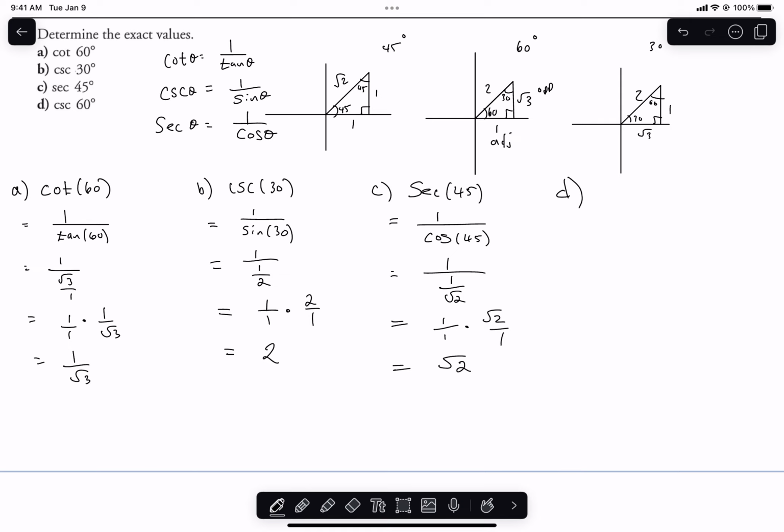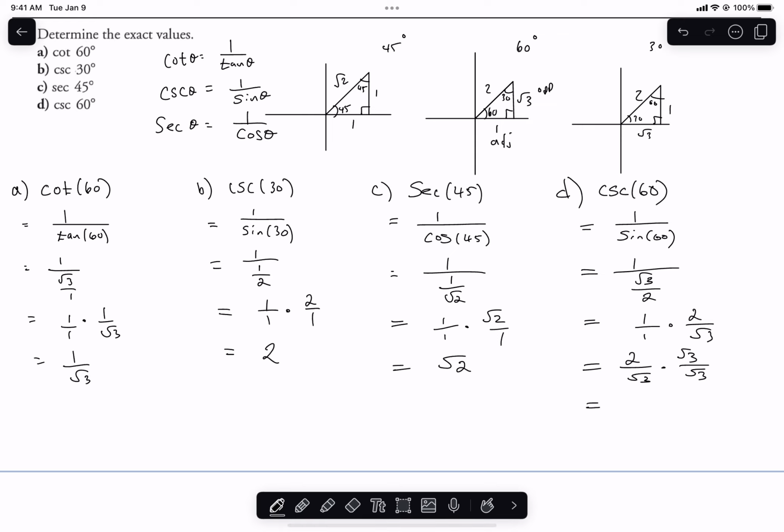Question D is the cosecant of 60. That's going to equal 1 over sine of 60, so I'm back into the 60-degree triangle. Sine of 60 is going to be root 3 over 2. So I get 1 over root 3 over 2, which is going to turn into 1 over 1 multiplied by 2 over root 3, which is just 2 over root 3. When I rationalize, I should get 2 root 3 over 3.